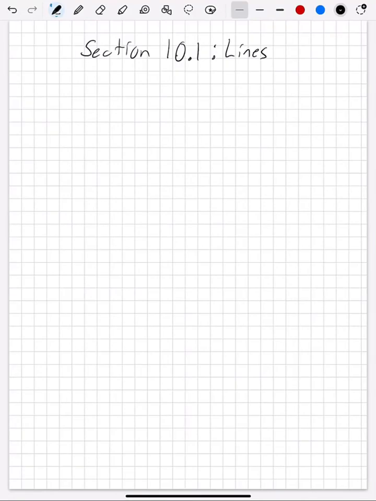All right, so for section 10.1, we're going to talk about lines, and how they are connected to tangent and connected to trig. So, as you well know, the slope of a line is just equal to the rise over the run, right?